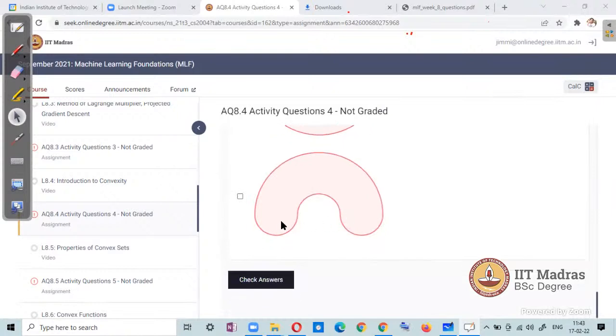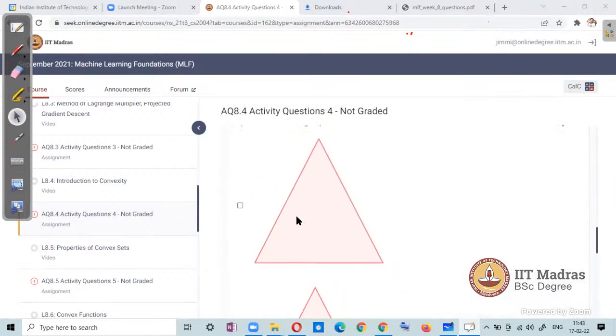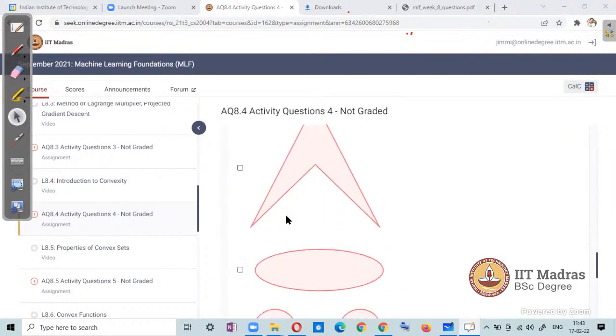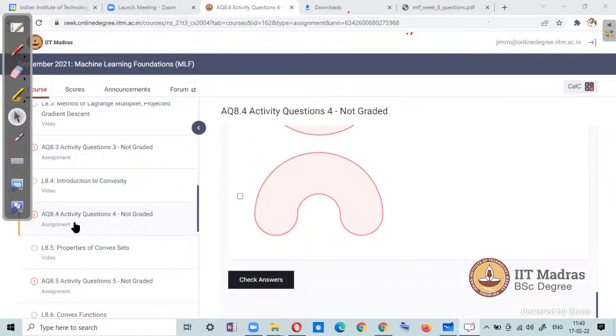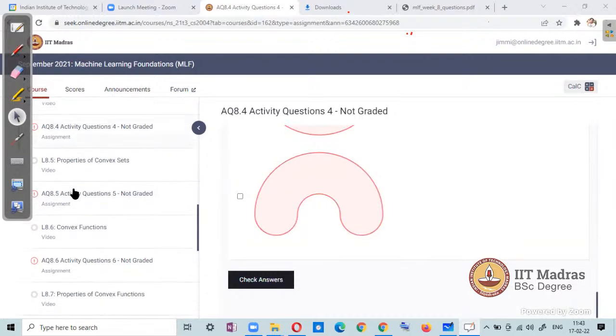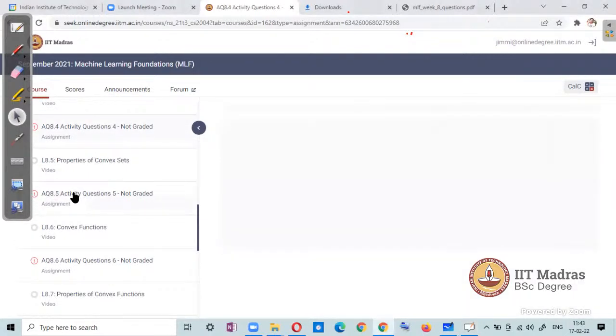In all these types of figures, just try to draw a line at the particular critical points and see whether it is lying in this shape or not. So here this is the critical line, and here this one is a critical line. Okay, so I think we are done with activity question 8.4. Let's move to activity question 8.5.